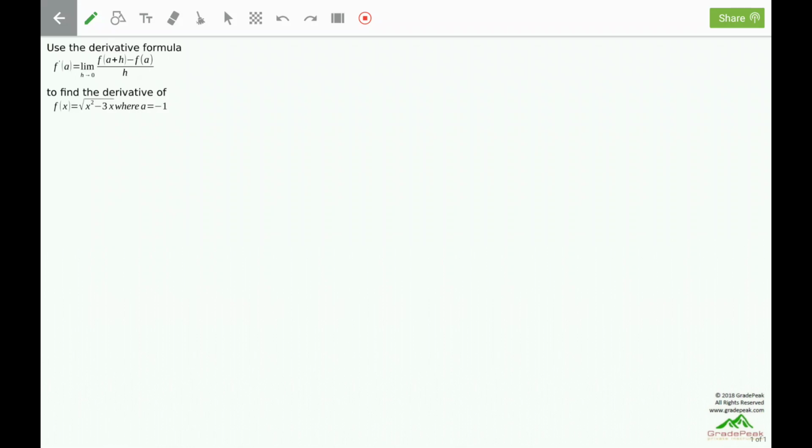Use the derivative formula. F prime of a equals limit as h goes to 0 of f of a plus h minus f of a divided by h to find the derivative of f of x equals the square root of x squared minus 3x, where a equals negative 1. First thing to do is to set up the derivative formula for a equals negative 1. So that will be f prime of negative 1 equals the limit as h goes to 0 of f of negative 1 plus h minus f of negative 1, all of this divided by h.